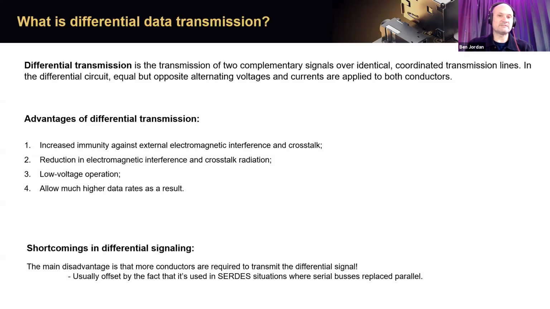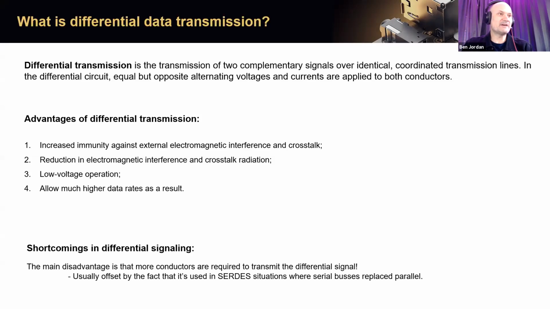Why? Because it increases immunity against external electromagnetic interference and crosstalk. It reduces the radiated interference and crosstalk from the pair itself. It allows for lower voltage operation, which we'll talk about in a moment. And as a result of that, and the added noise immunity, gives us the possibility of running much higher data rates. So differential signaling was developed first in the cabling before it found its way onto printed circuit boards. But the whole point of it is to be able to send more bits faster.